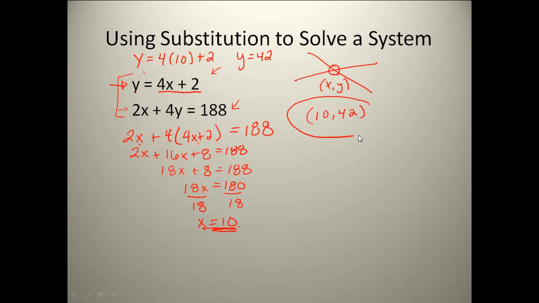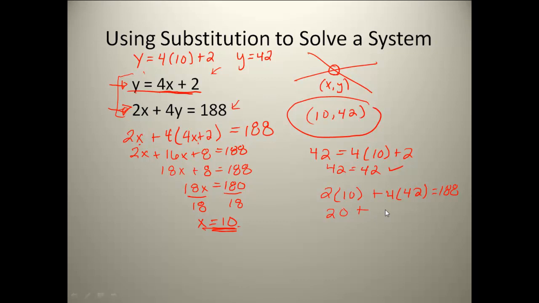The nice thing about this is you can always check them. So I'm going to plug that back into my top equation. So I would have 42 is equal to 4 times 10 plus 2. Solve that down and I get 42 equals 42, so it works in my top equation. I'm also going to plug it back into my bottom equation. So I would have 2 times 10 plus 4 times 42 equals 188. And I get 188 is equal to 188. So since it worked in both equations, this is the solution to my system.